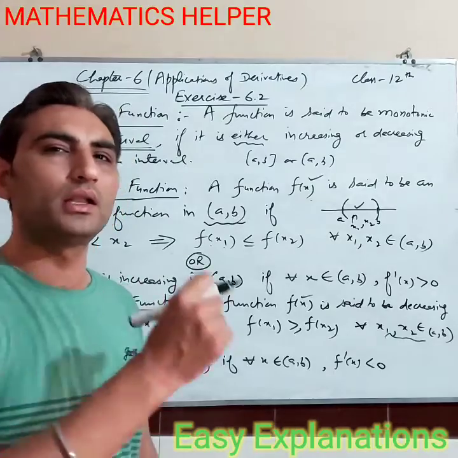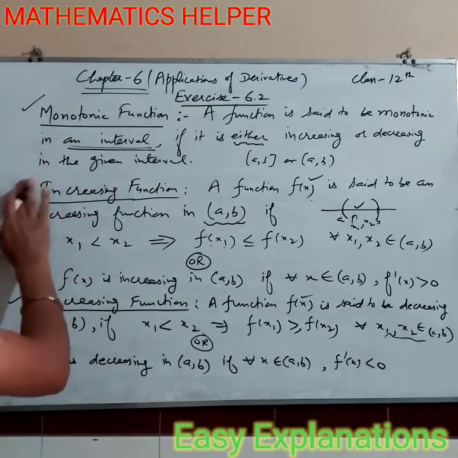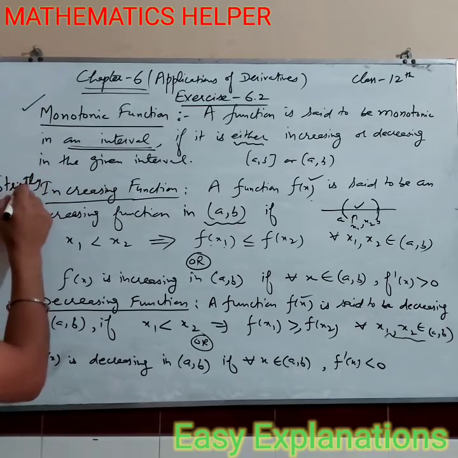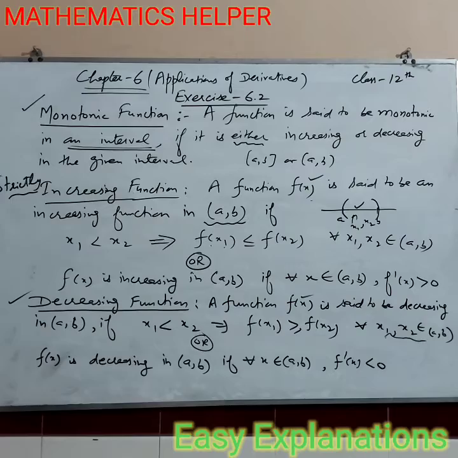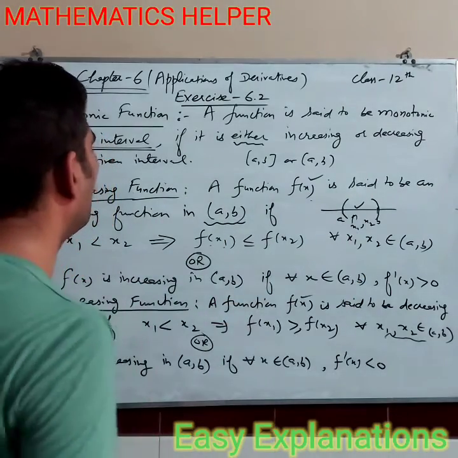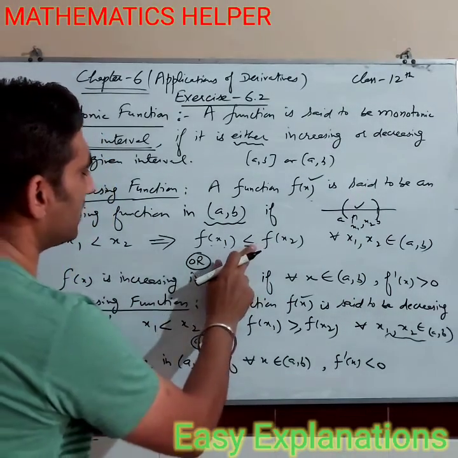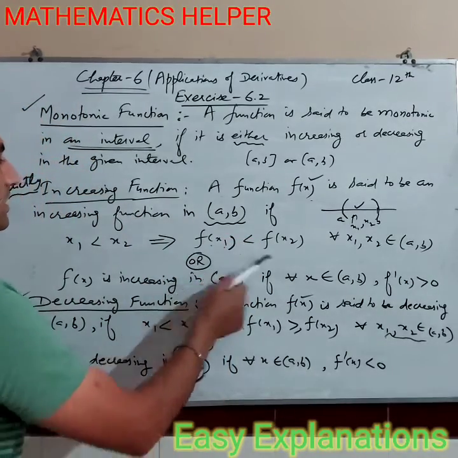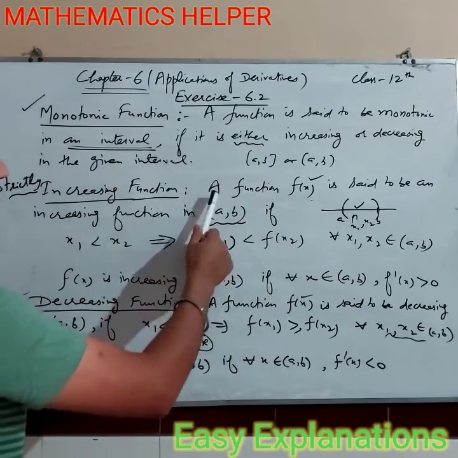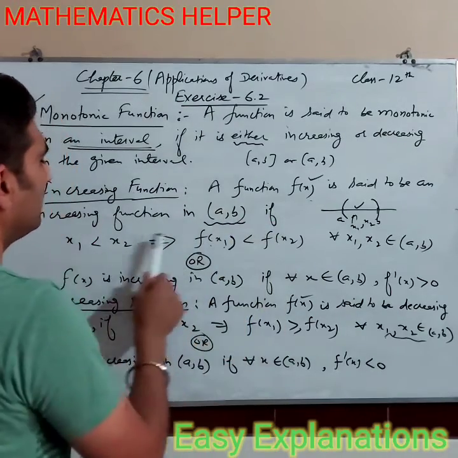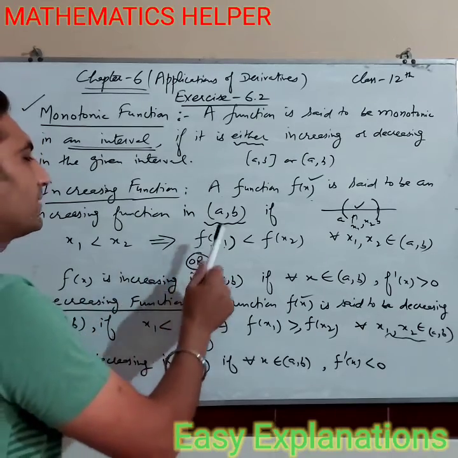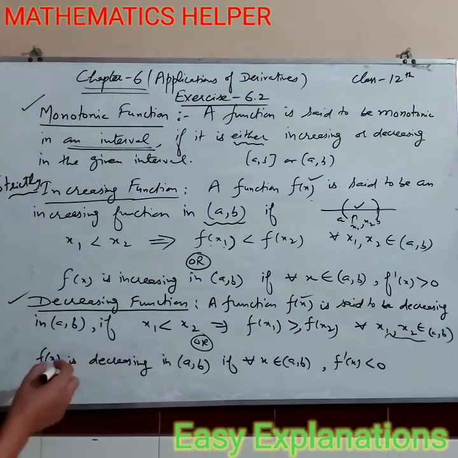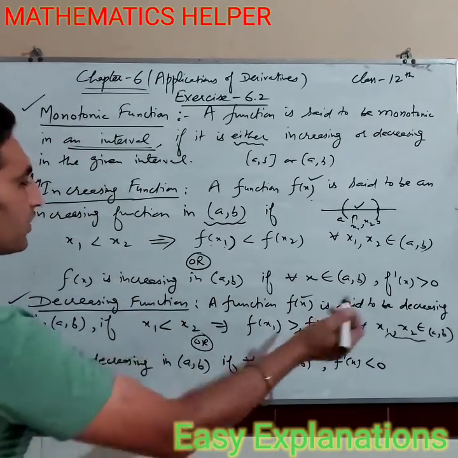Now there are two additional names. If they say the function is strictly increasing, then the whole statement will remain the same, but there will not be any chance of equality. There will not be any equality in this given result. We say a function is strictly increasing if x1 less than x2 implies f(x1) less than only f(x2).